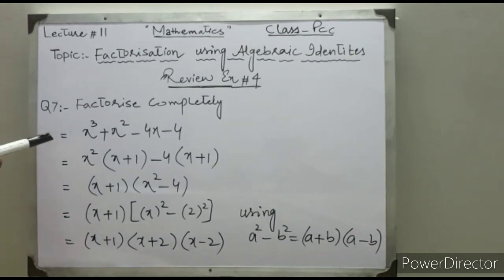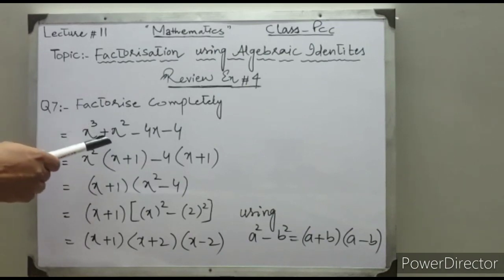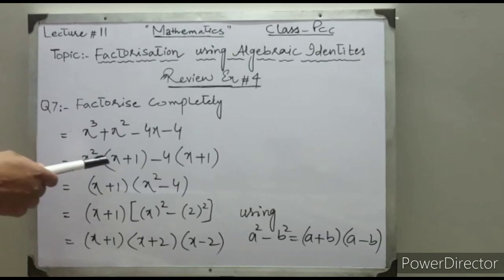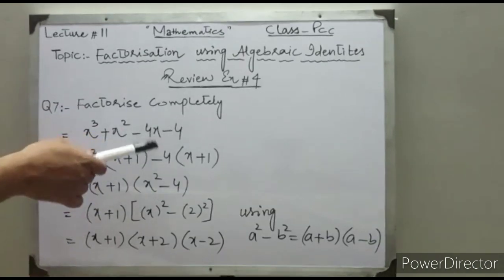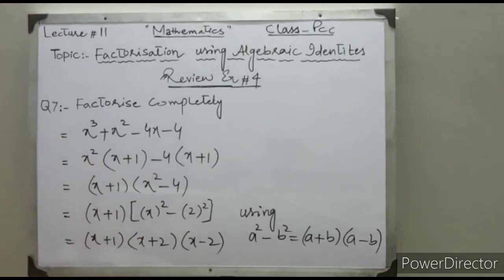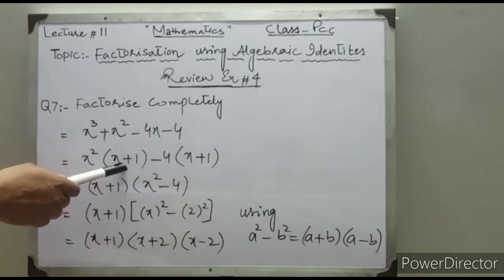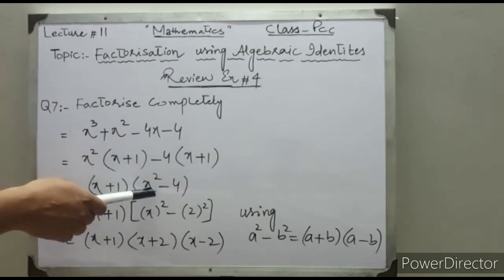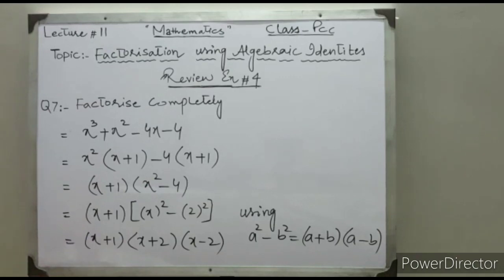Now see this question. We have 4 terms in this question. By grouping, 2 terms we have. In the first 2 terms we have x square common, remaining we have x plus 1. In the next 2 terms we have minus 4 common, we have x plus 1. Now you can see x plus 1 is a common factor in both. So take it common. Remaining we have x square minus 4.